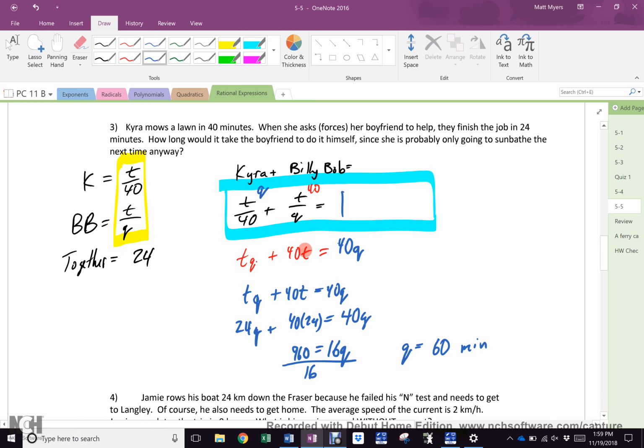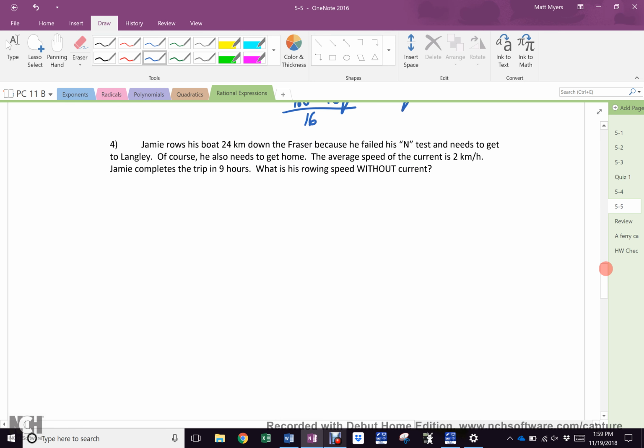Is the math complicated? Is setting up the math complicated? Yes, very much so. Right? They are two completely different skills, aren't they? Okay, let's look at the next one. Read the question, and let's think about it.